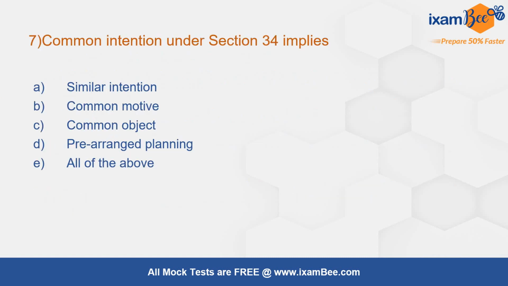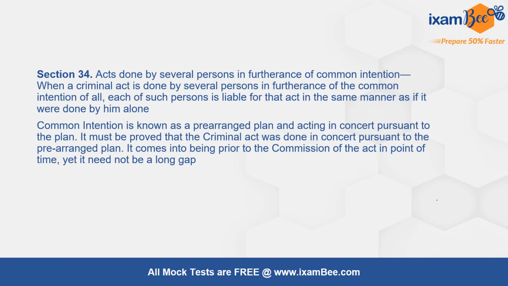Question number 7 is: common intention under section 34 implies? The correct answer is pre-arranged planning. Section 34 defines common intention: acts done by several persons in furtherance of common intention. When a criminal act is done by several persons in furtherance of the common intention of all, each of such persons is liable for that act in the same manner as if it were done by him alone. Common intention is known as a pre-arranged plan and acting in concert pursuant to that plan.